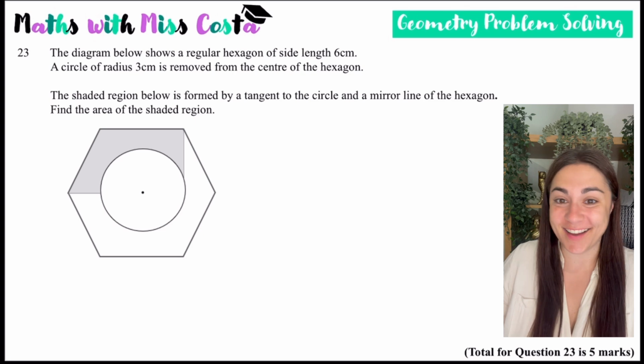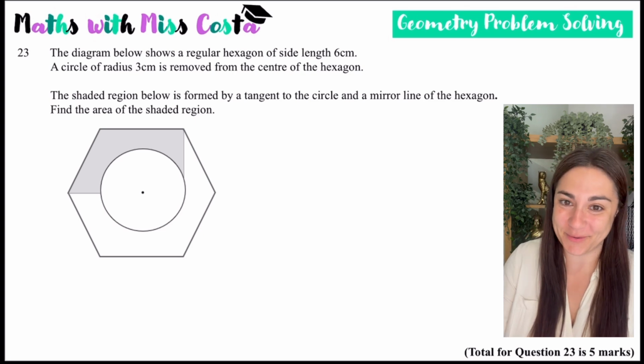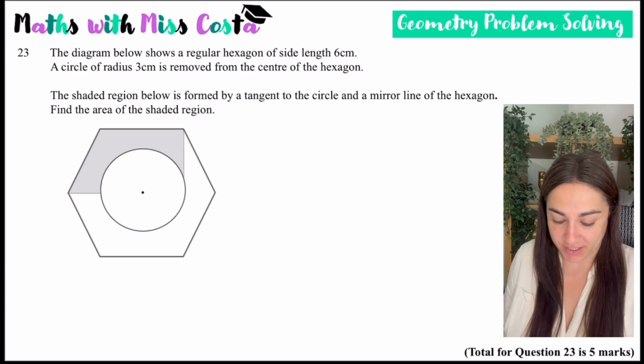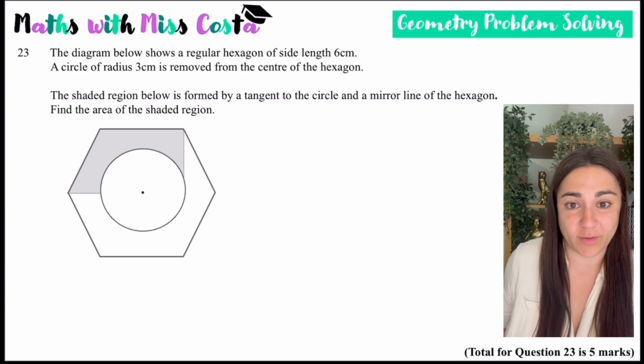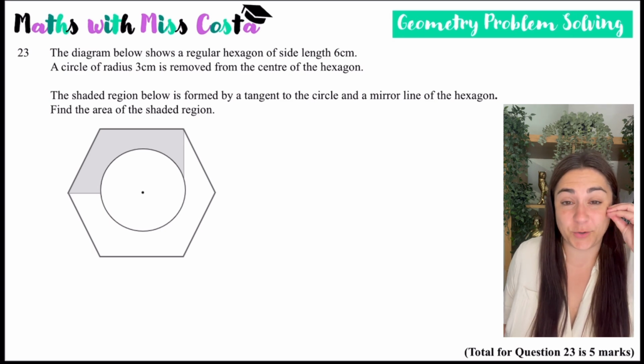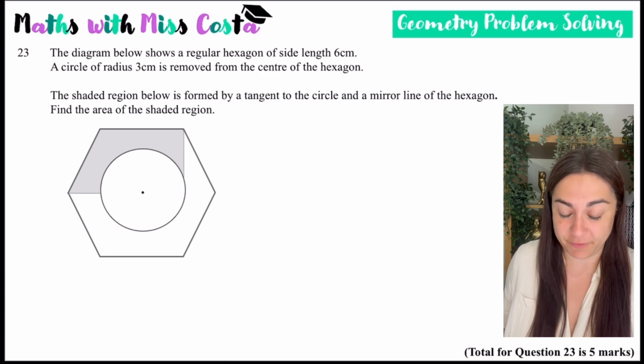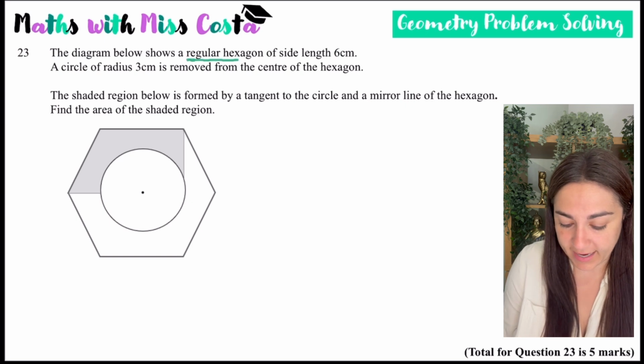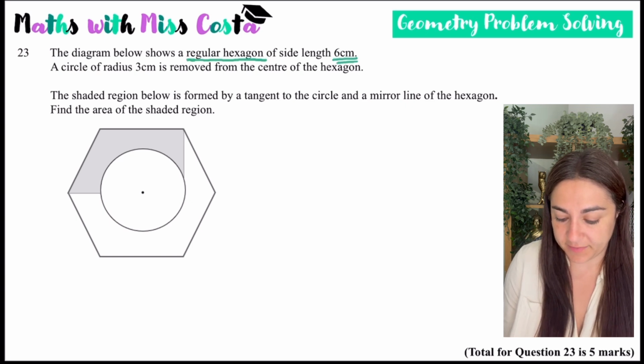Okay, so you've made it to the last question. So if you've come this far, then really well done. And we've got a shaded region kind of question with a little bit of geometry problem solving. So the key thing is to extract as much information as I can from this question and think carefully about what I'm told. So I'm told that the diagram below shows a regular hexagon of side length 6 centimeters.